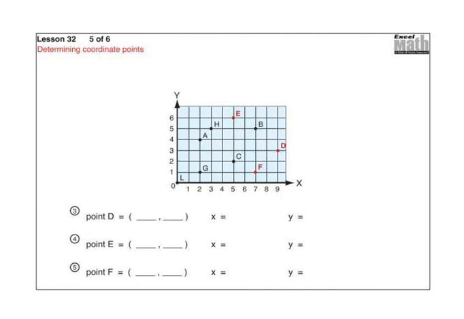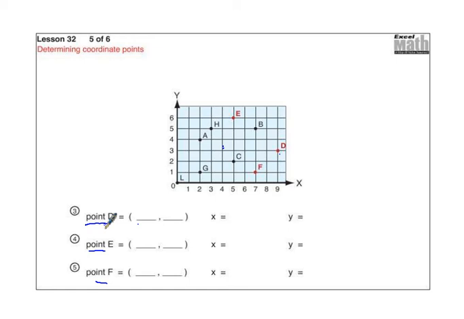Okay, here are 3 more problems. I'd like you to pause the video and see if you can tell where points D, E, and F are up here on the grid. They're written in red up here, though you probably can't see it too well, to make it a little bit easier for you. Pause the video, turn it back on after you have the solutions.